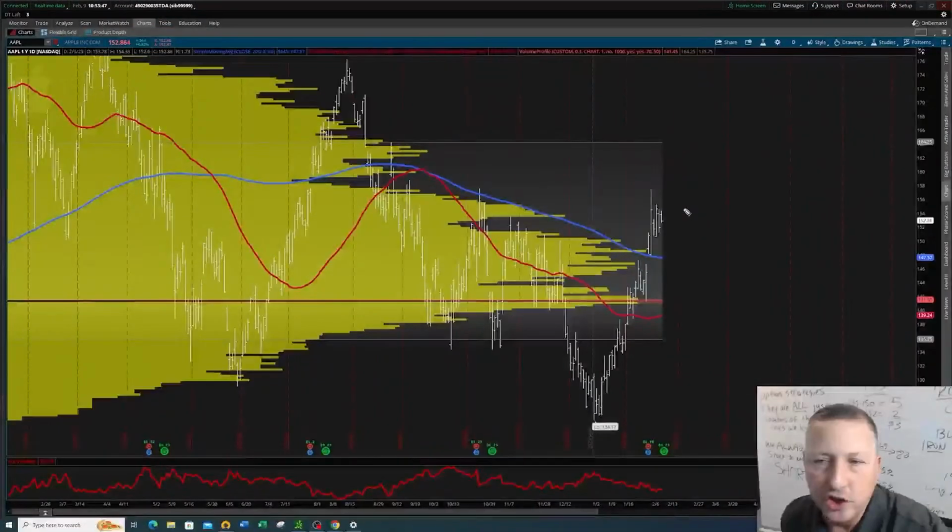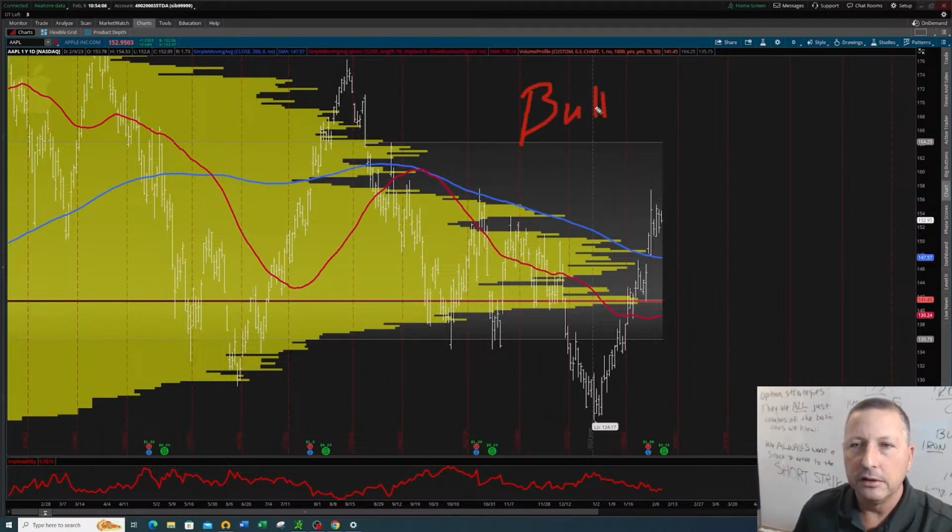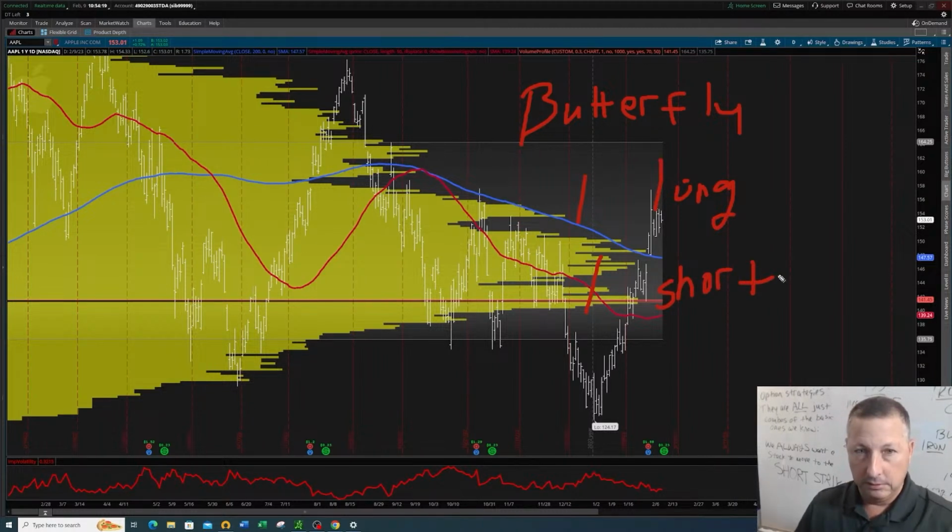A butterfly strategy is used if you have an opinion on where a stock is going, higher, lower, or maybe even sitting still, and it is a very inexpensive way to take a position. What a butterfly really is, is a combination of a long spread and a short spread. That's all it is. One long spread and one short spread, with the strike in the middle being the same strike. I've got an Apple chart up on the screen right now.